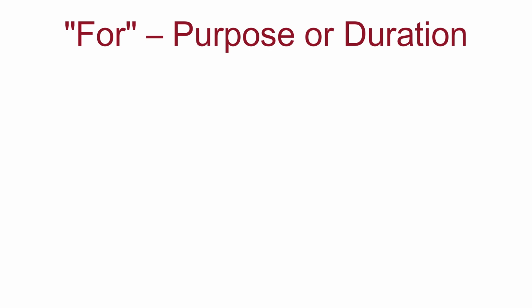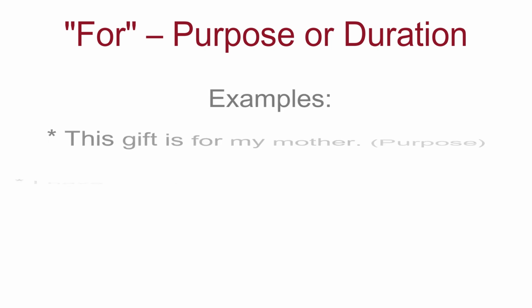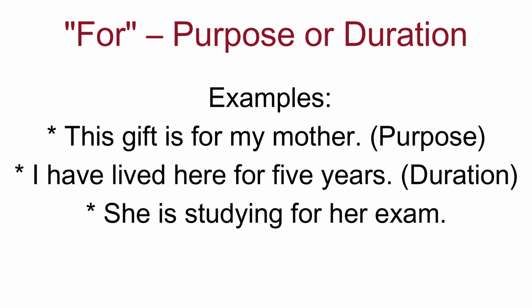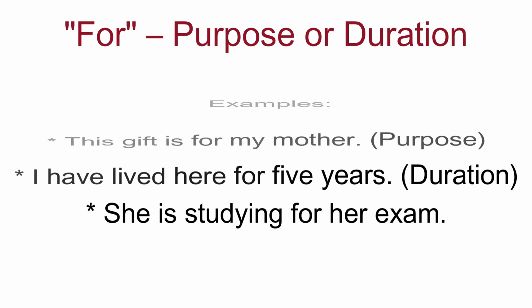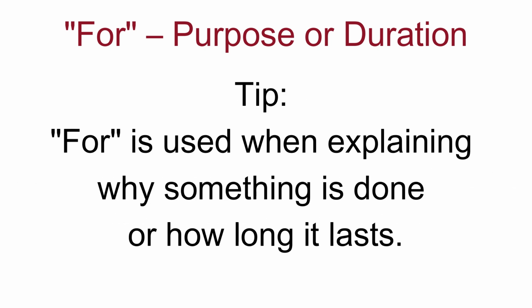For: purpose or duration. Use for when referring to a reason, purpose, or duration. Examples: This gift is for my mother. Purpose. I have lived here for 5 years. Duration. She is studying for her exam. Tip: for is used when explaining why something is done or how long it lasts.